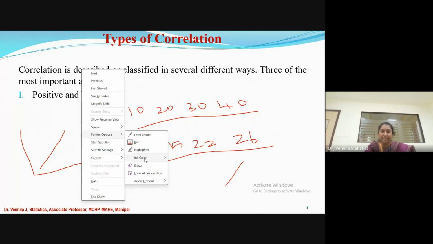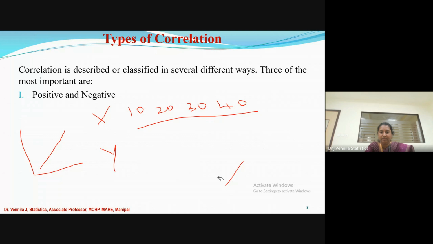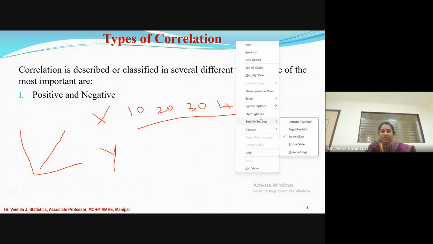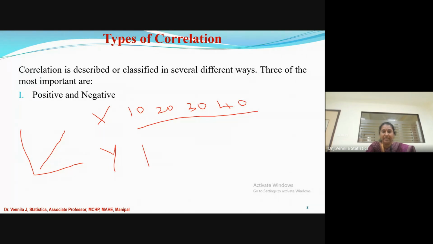Then you have to take the same thing, where one is going to increase and another one is going to decrease: 3, 2. See, for example, the x value is gradually increasing, so one variable is increasing, another variable is decreasing. So this situation is called a negative correlation.